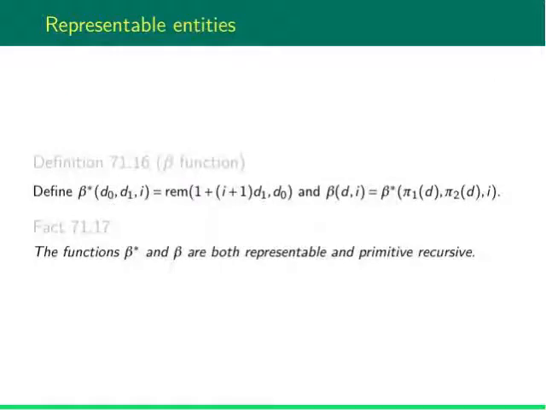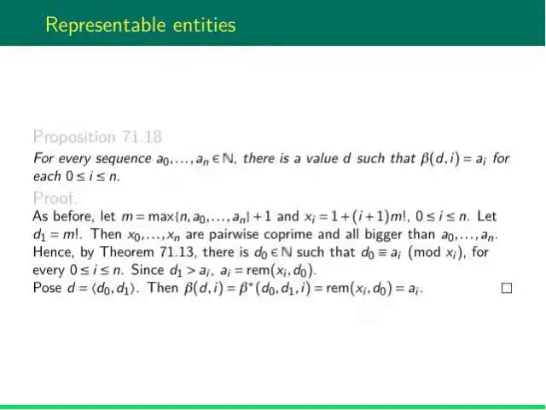Define beta star and beta as in the slide. The functions beta star and beta are representable and primitive recursive. For every sequence a_0, ..., a_n in the naturals, there is d such that beta of d, i equals a_i for each i in 0..n.